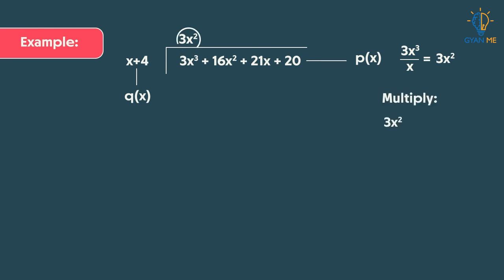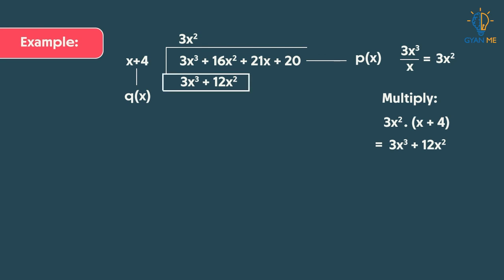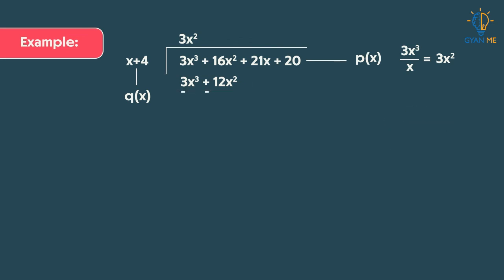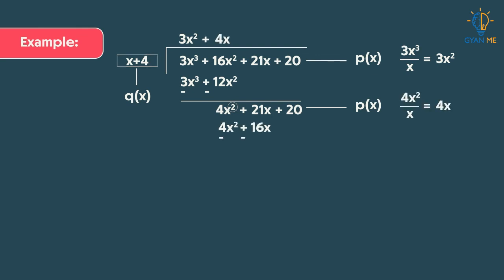Also, multiply 3x square with x plus 4 and write the product below p of x as shown. Now, subtract 3x cube plus 12x square from p of x by changing signs appropriately. We get the remainder as 4x square plus 21x plus 20. Now, observe the degree of r is still larger than that of divisor x plus 4. So the division process continues till we get r with lesser degree. Solving further, we get the second term of q of x as 4x and the new remainder as 5x plus 20.